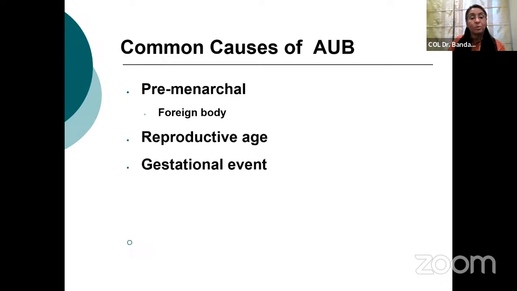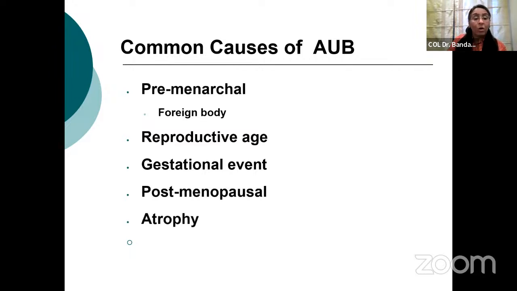In the reproductive age group, we have gestational events. That means the bleeding can be related to a pregnancy event, or it can be a postmenopausal event, or due to atrophy in the postmenopausal, or non-pregnancy reasons. So my teacher always used to say that if there is an abnormal uterine bleeding, one should always consider two things: pregnancy related problems and non-pregnancy related problems. So this will categorize things very easily, and you will be able to solve the problem at a very early stage.